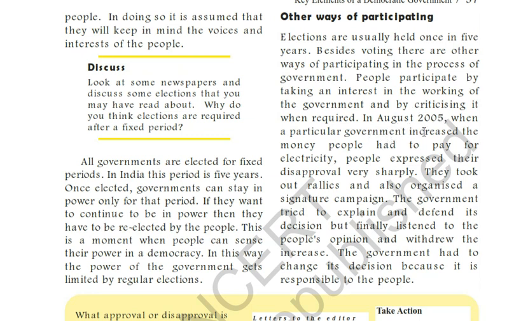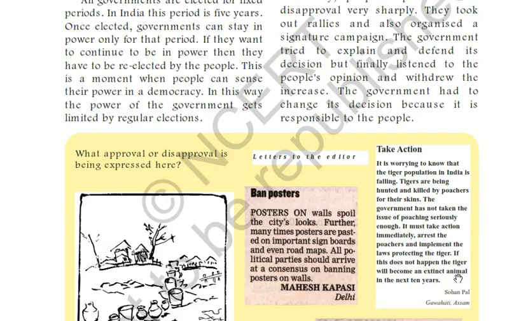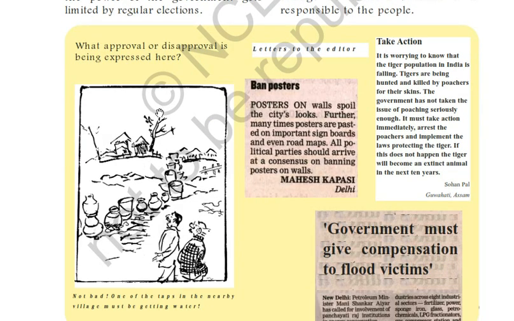In August 2005, when a particular government increased the money people had to pay for electricity, people expressed their disapproval very sharply and they took out rallies and also organized a signature campaign. The government tried to explain and defend its decision but finally listened to people's opinion and withdrew the increase. Government had to change its decision because it is responsible to people. What approval or disapproval is being expressed here?